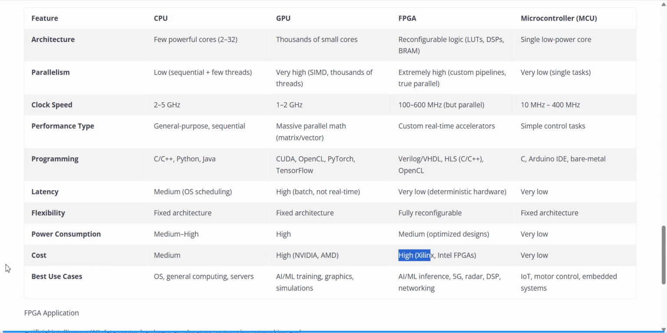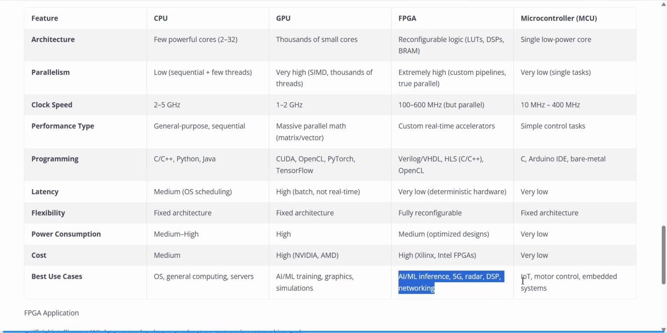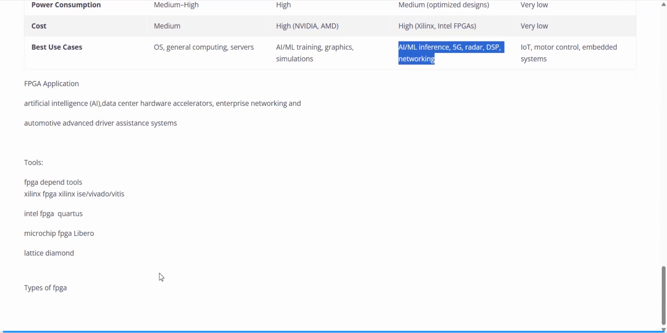Costing is different according to your applications. Best uses: for general purpose, you can use the CPU. For artificial intelligence, machine learning, the training application, and graphics simulations, we use the GPU. For radar, DSP, networking, space defense, and AI interfacing, we use the FPGA. For IoT applications and some embedded applications, we use the controllers.